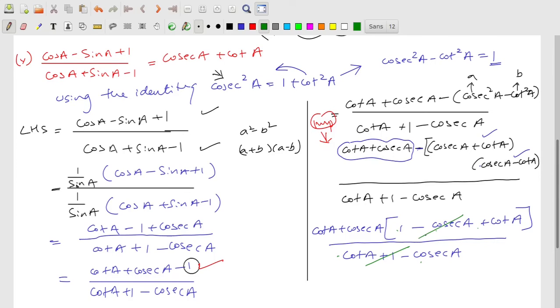Now you can easily cancel out these two expressions. So when you cancel out these two expressions, you are just left with cot A plus cosecant A, which is the required RHS. All right. This is an important question from the exam point of view, and here you need to just remember this step, replacing this 1 by the given hint, that is cosecant square A minus cot square A, and dividing the numerator and denominator by sin A. So these two steps are very important here.